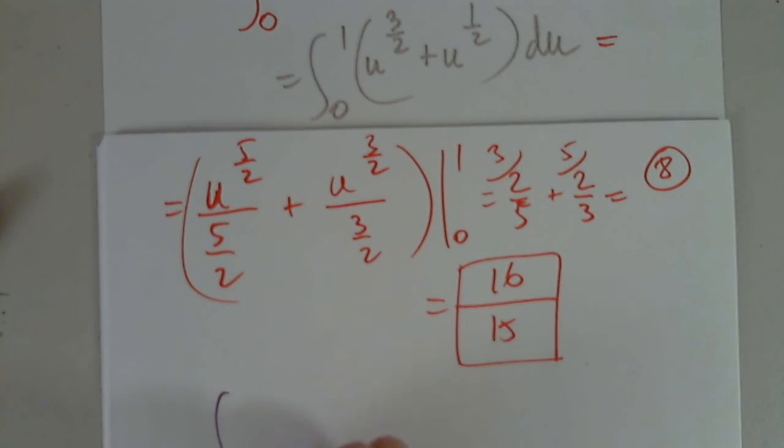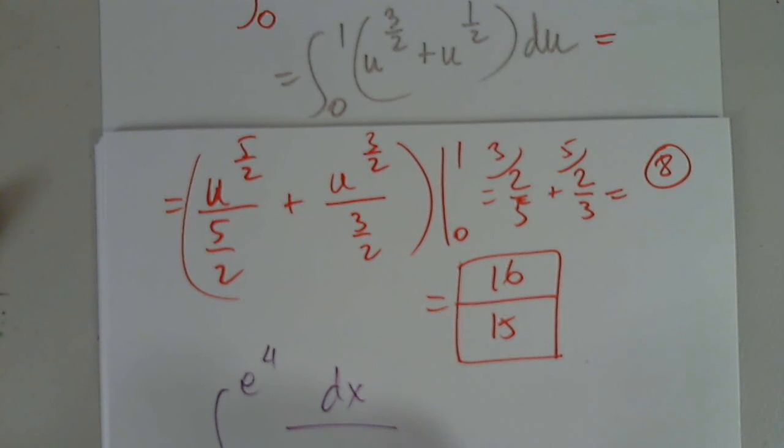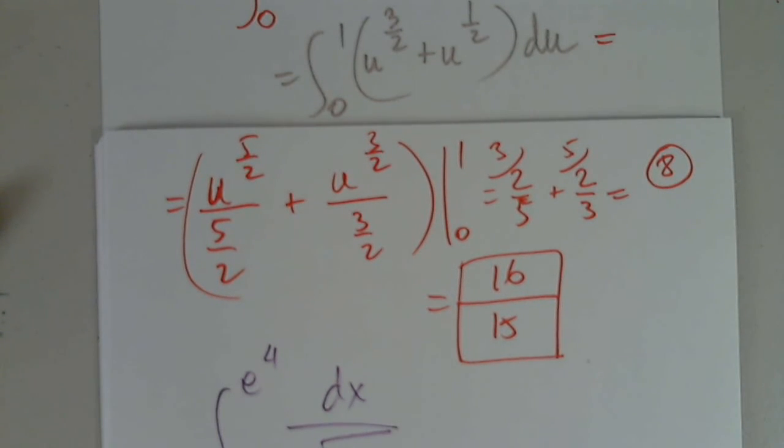Okay, here's another that caught my eye. I think it's e to the fourth. Let me take my glasses off and make sure that it's, yes, e to the fourth, yes. Dx divided by x, the square root of natural log x.